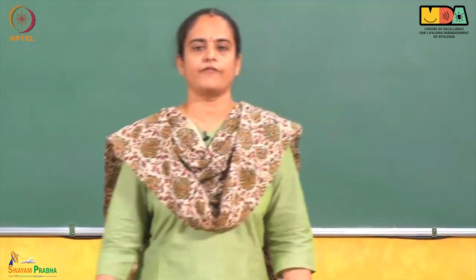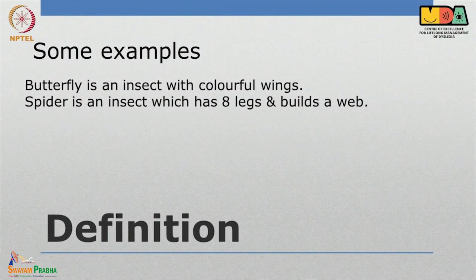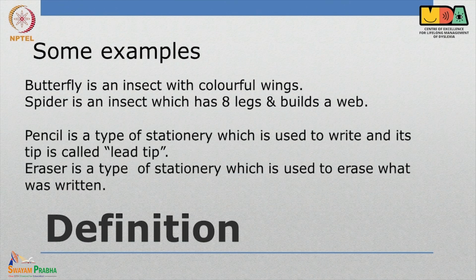Let us start by defining something as simple as a butterfly. How do you define a butterfly? A butterfly is an insect with colorful wings. Can we do the same thing for a spider? A spider is an insect which has 8 legs and builds a web. Can we try defining a pencil? A pencil is a piece of stationery which is used to write, and its tip is called a lead tip. Let us try defining an eraser. An eraser is again a piece of stationery which is used to erase the written material.